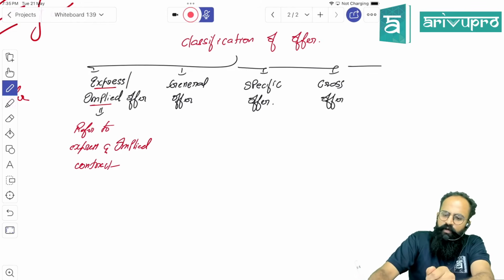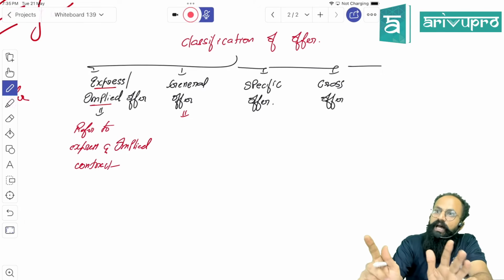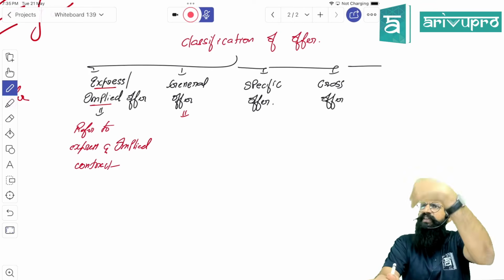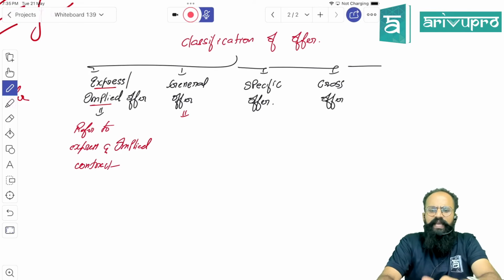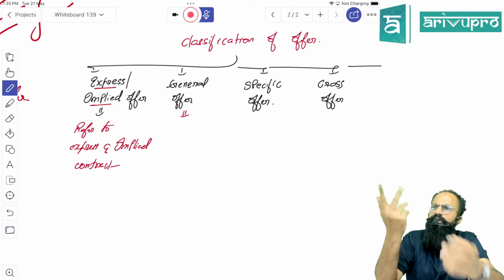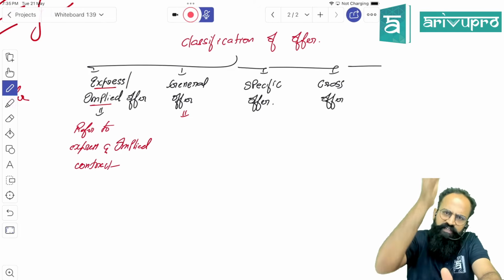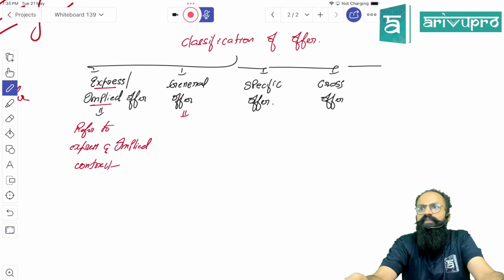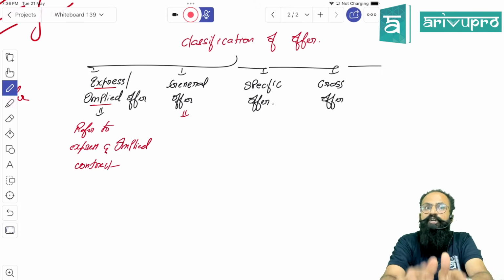Now what do you mean by general offer, sir? General offer means, people, an offer which is made to the public at large. I'm not making an offer to a specific person. I'm just giving an offer. Anyone who wants can accept, and such offers are called general offers. Example, your CA course. Anyone who wants can come and register for your course. I'm not giving it specifically to one person. I'll not say, Jitendra, this is only for you. Anyone can come and register for your CA course. Same thing with ArivuPro, your foundation course. Anyone can come and learn. So it's an offer made to the public at large.